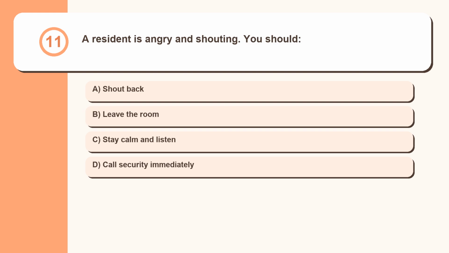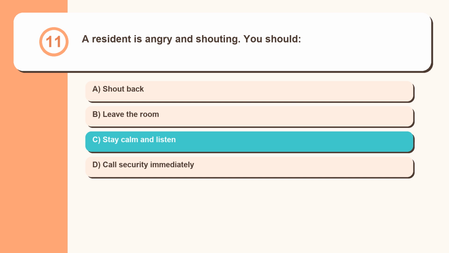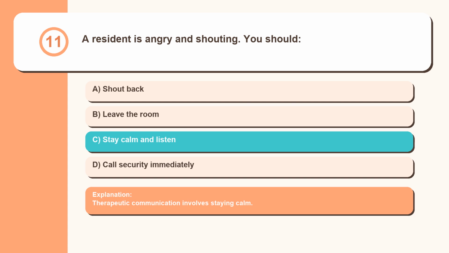Question 11. A resident is angry and shouting. You should shout back. Leave the room. Stay calm and listen. Call security immediately. Therapeutic communication involves staying calm.